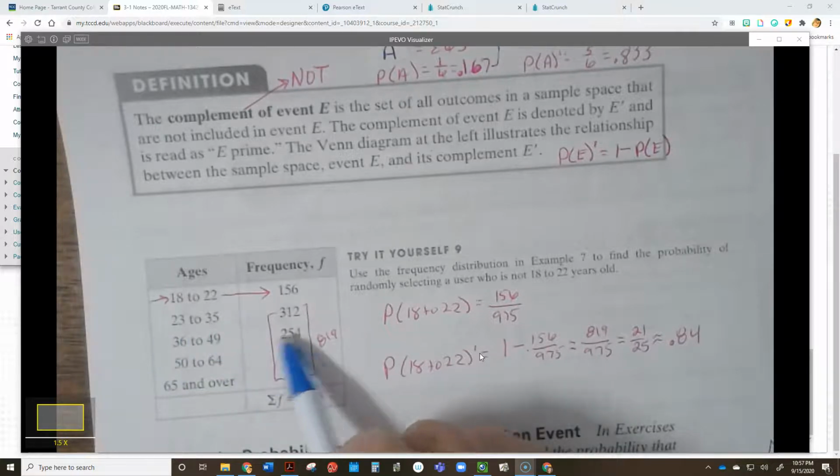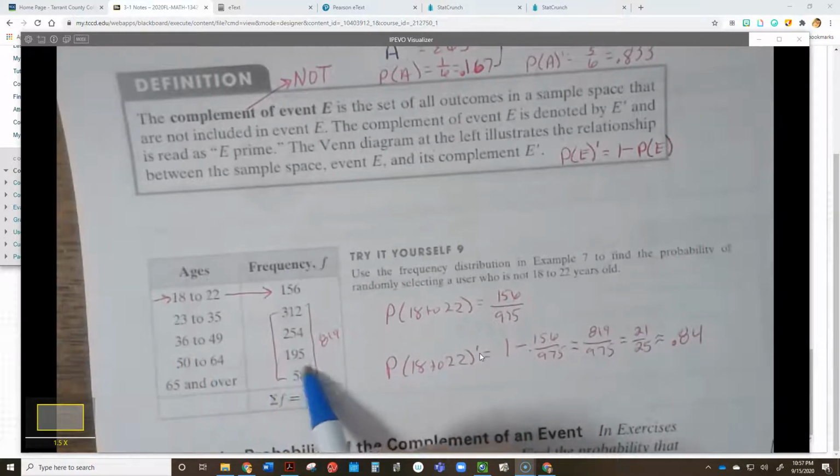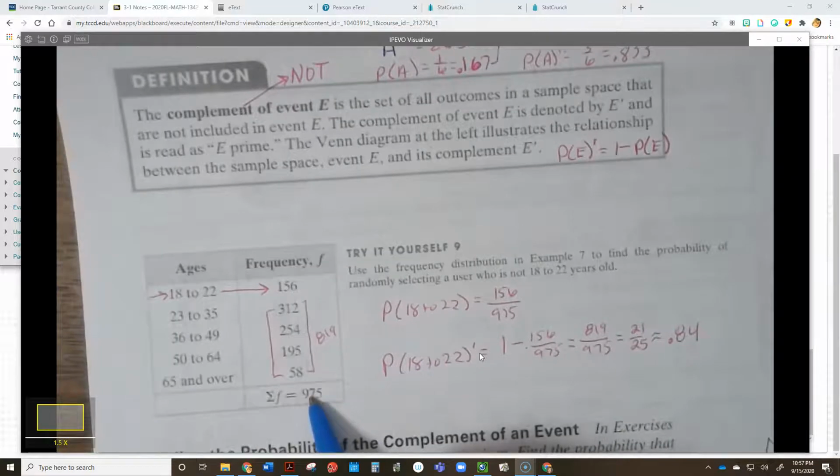There are 254 people between the ages of 36 and 49. There are 195 people between the ages of 50 and 64. And there are 58 people above the age of 65. That's a total of 975 people.